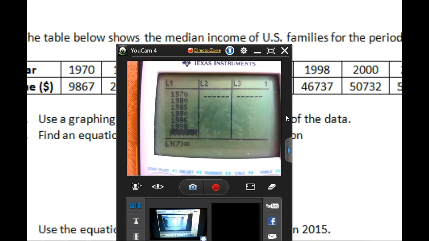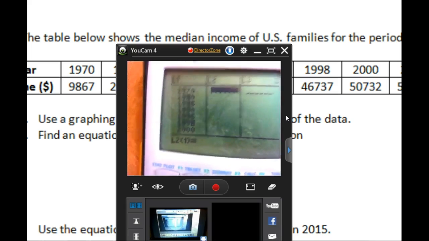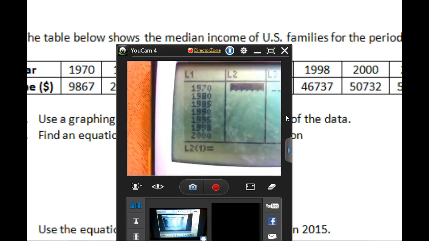Ladies and gentlemen, type in your data. So you type in 1970, then in L2, we're going to type in the income.